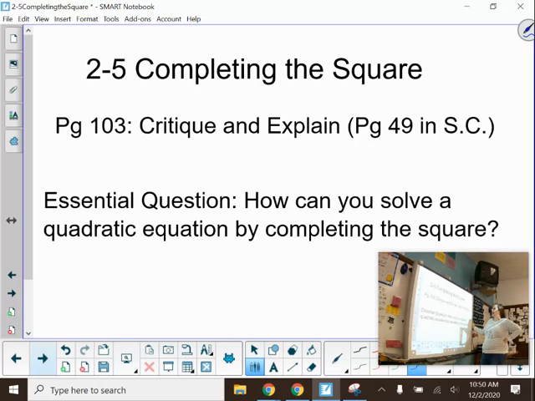So our essential question: how can you solve a quadratic equation by completing the square?